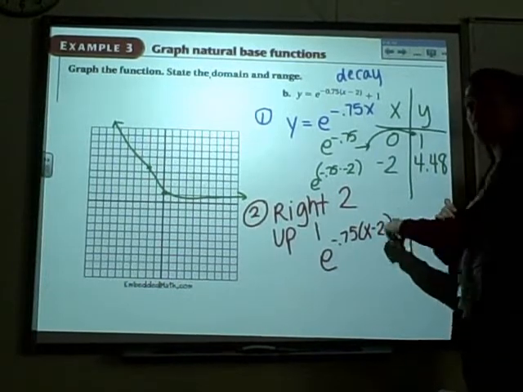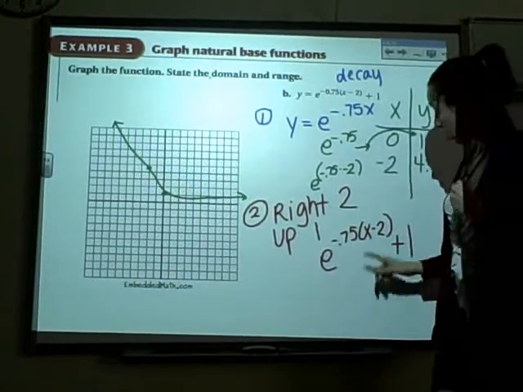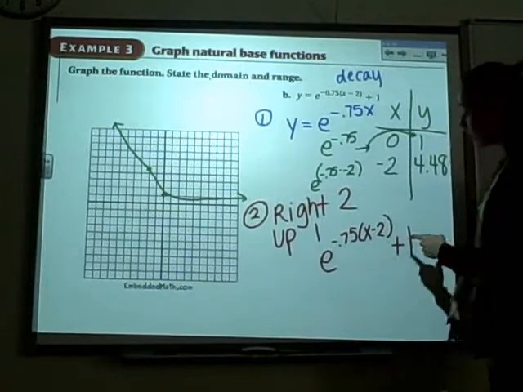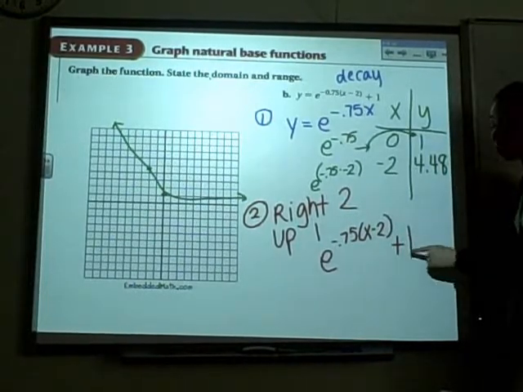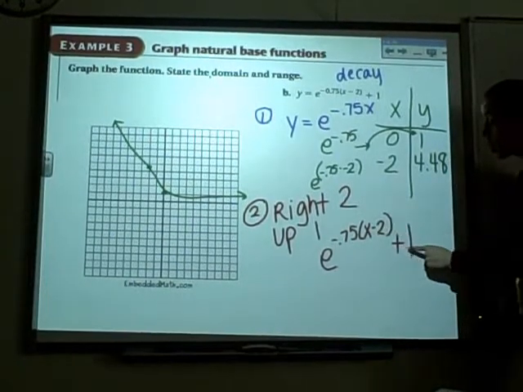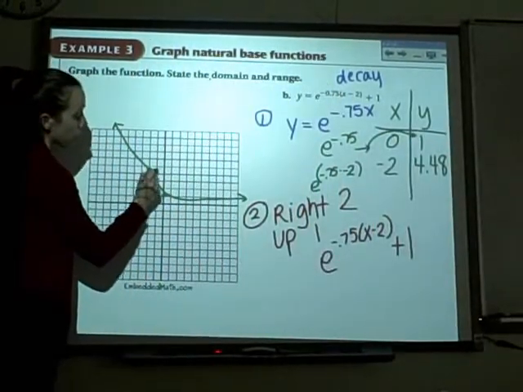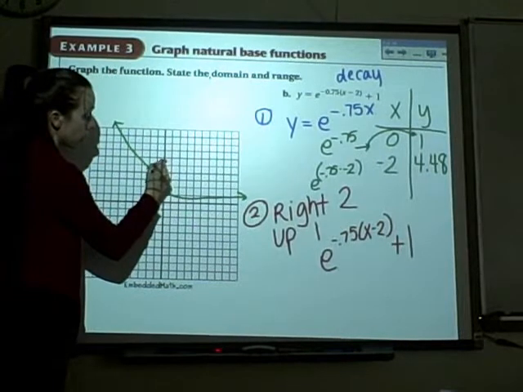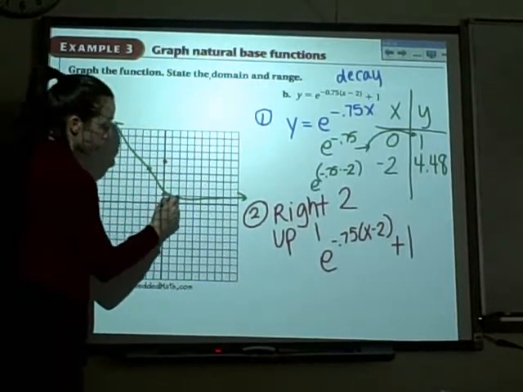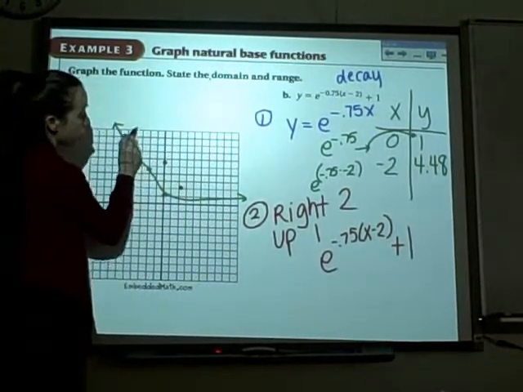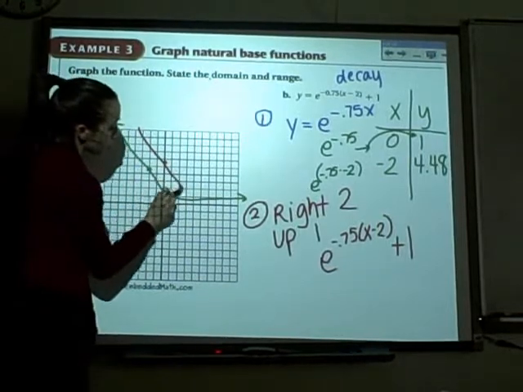We have a negative 2. We go positive, pull out the opposite, 2 spaces. And then I think at the end, we just do what it says. We want to go right 2, up 1. So we're going to take each point, move them right 2, up 1. Right 2, up 1. And we draw in that smooth curve.